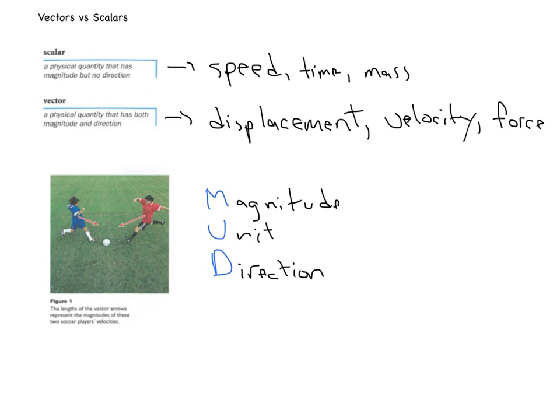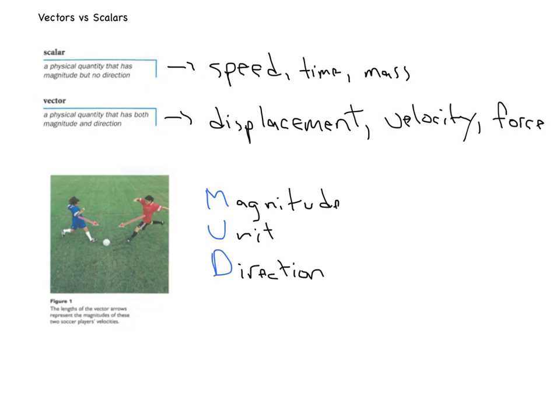In physics, the way we represent a vector is with an arrow. For example, if we were looking at the velocity of these two players, I would say the red player has a greater velocity than the blue player because his arrow is longer. He has a greater magnitude. And the arrow also gives us direction. We can see this player is heading in this direction, and the blue player is heading in this direction.